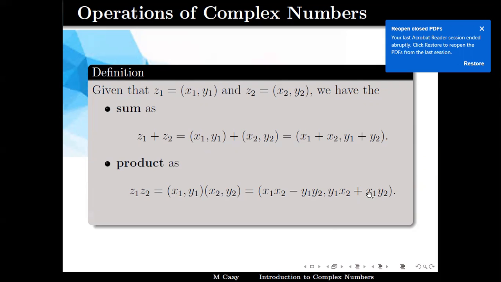So let's consider, for example, let's say we have z1.